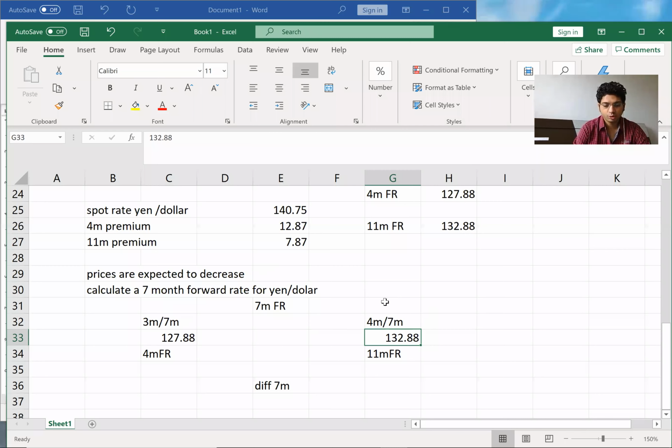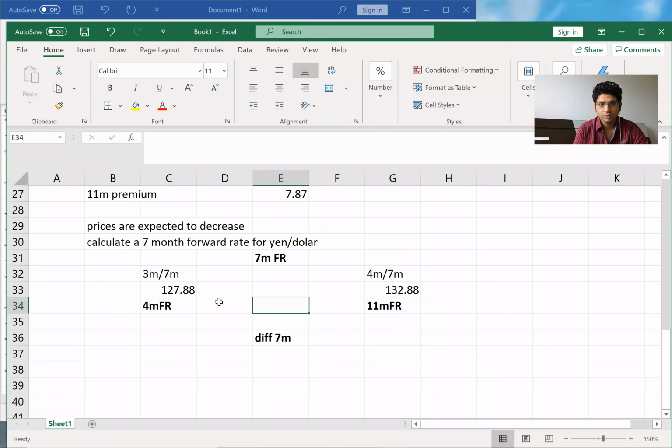So I just drop a timeline again here. 4 month to 11 month, so the actual difference is 7 months. And we want exactly the 7-month forward rate in between, so here also we'll write 7 months. So 4 to 7, difference will be 3 months out of the total 7 months. And here 7 to 11, difference will be 4 months out of the total 7 months.